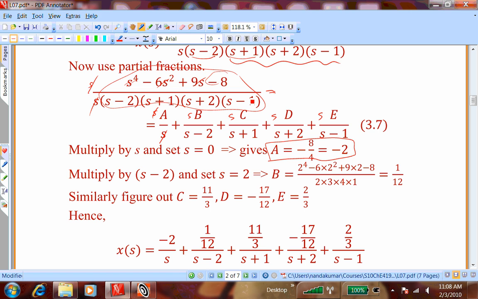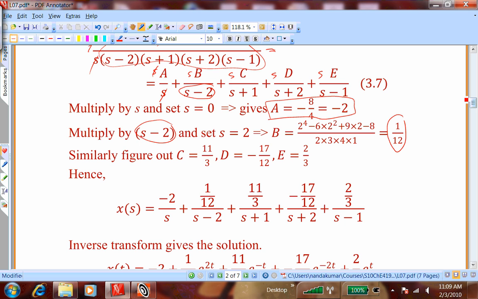So to find b, for example, you get rid of s minus 2. So multiply everything by s minus 2, and then put s equal to 2. That will cancel all the other terms except b. And then you can get the value of b as 1 over 12. I'm going to let you go through this. Just make sure that you understand, get one of them, c, d, or e by yourself, and convince yourself that this is correct.